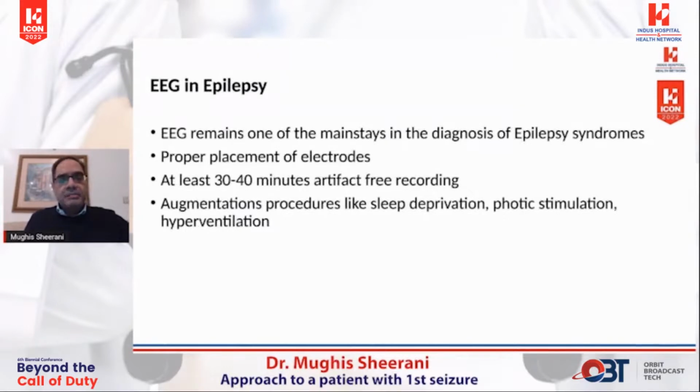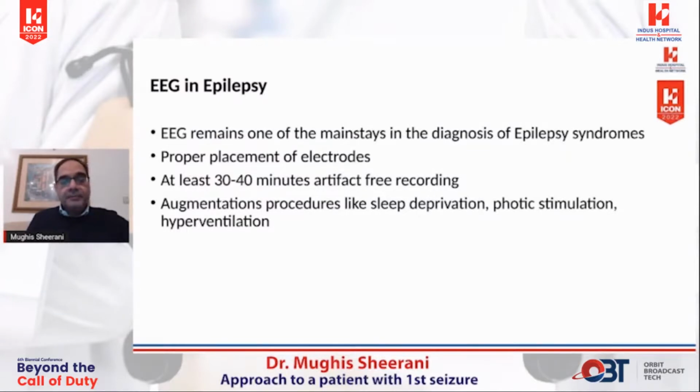EEG remains one of the mainstays in the diagnosis of epilepsy syndromes and epilepsy. The earlier you do an EEG after the seizure, the higher the chances of picking up abnormalities. Unfortunately, one EEG sometimes does not pick up abnormalities, and you have to repeat EEGs several times before you can pick up abnormalities.